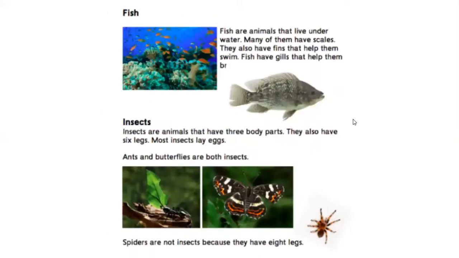Fish. Fish are animals that live underwater. Many of them have scales. They also have fins that help them swim. Fish have gills that help them breathe.